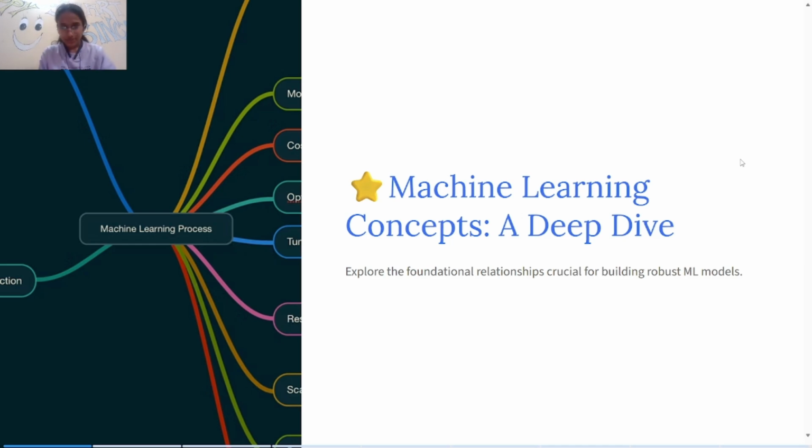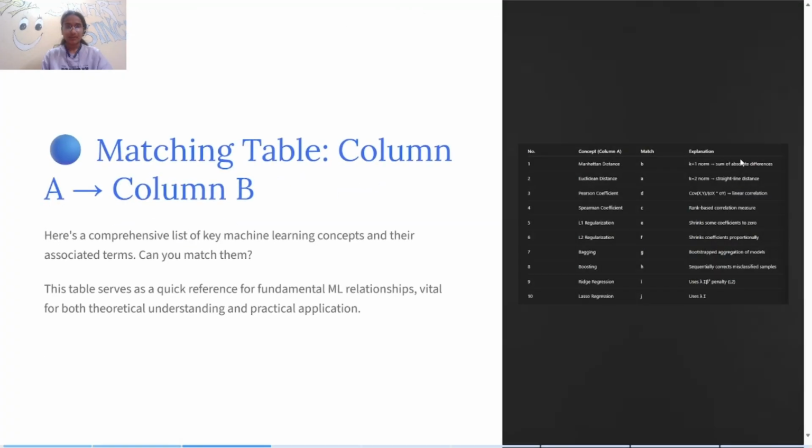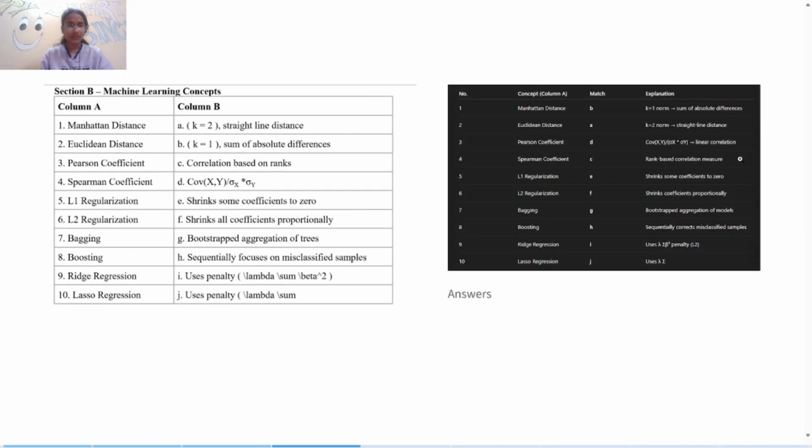Alright guys, now let's move on to section B, which is the match the column type questions. Here we have different matching options and we have to solve it, which is a part of machine learning. So if you see here on the screen, two columns are there, column A and column B. So we have to solve this.